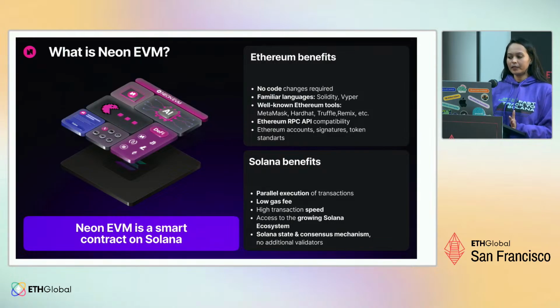With Neon EVM, you can have all the benefits from the EVM ecosystem, like all the Ethereum tooling which is already there. You can use all the Ethereum development tools like Hardhat, Foundry, Remix, and also use the already existing wallets like MetaMask, and we have also integrated Trust Wallet. We also have all the RPC methods available which are already in Ethereum, and those are all compatible with Neon EVM.